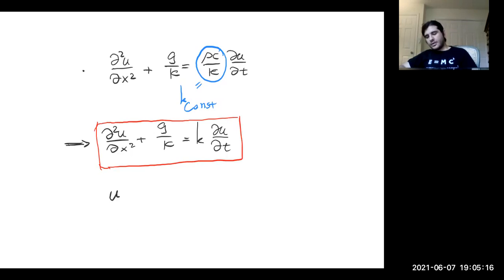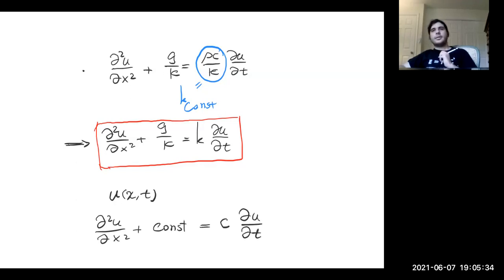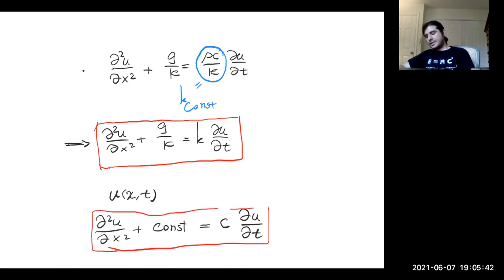You have a function. The function depends on x and t. And the second derivative of the function plus a constant equals another constant times derivative of u with respect to t. This sort of equation in general. For example, in a lot of places in geometry, you would also see this equation. Okay.